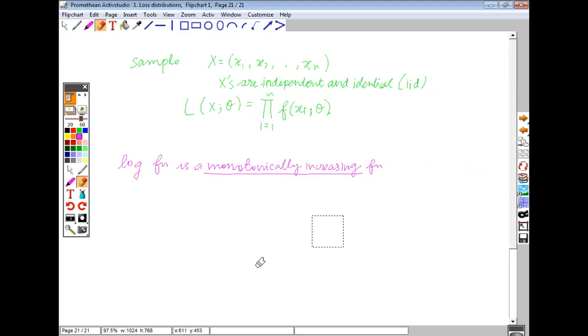And log also simplifies the calculation a lot, because these multiplications would only render x power something. So it's easier if you apply log. What we look at is the log likelihood. If I apply log to my L, which is a product, what I would get is the sum from 1 to n of log f. Does this make sense to everyone?